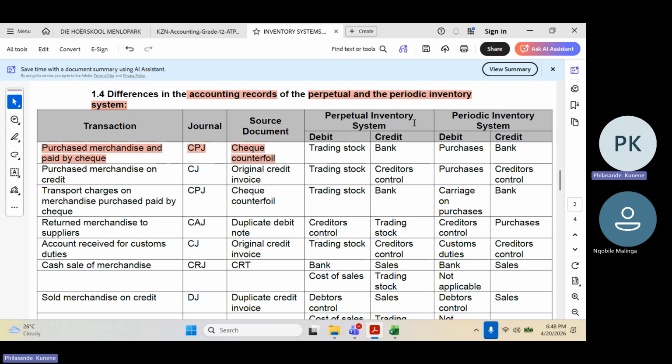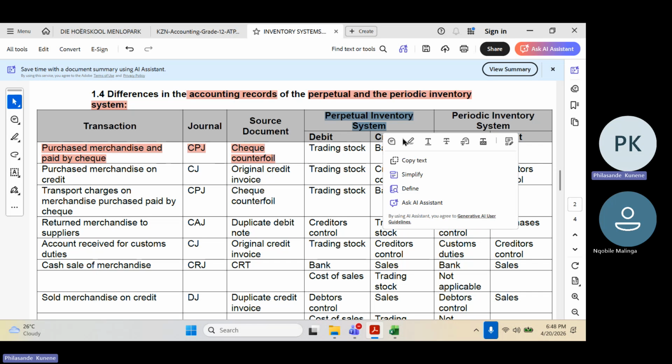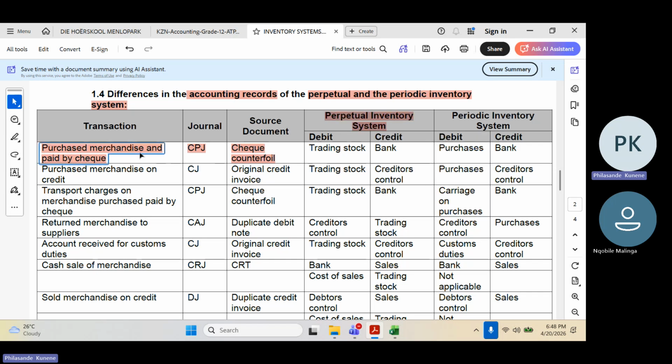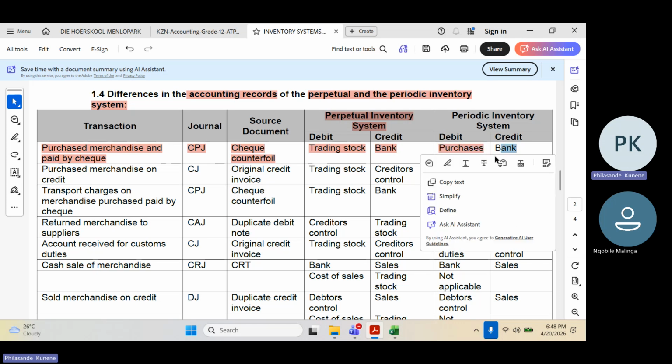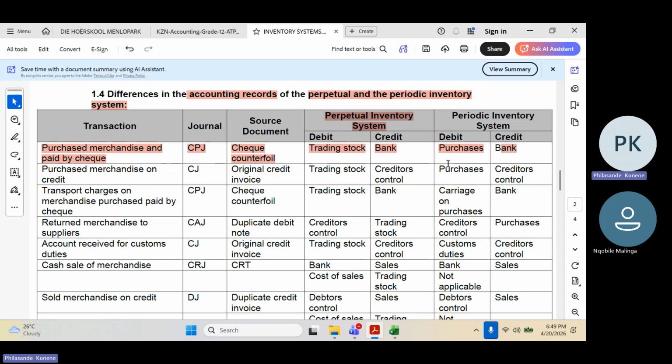Perpetual inventory system, periodic. Let's see what is the difference between the two. Under perpetual inventory system, you purchased merchandise, which is a trading stock. You debit trading stock and you credit bank because you bought this for cash. That is perpetual. But under periodic, what do you do? You debit purchases and then you credit bank.